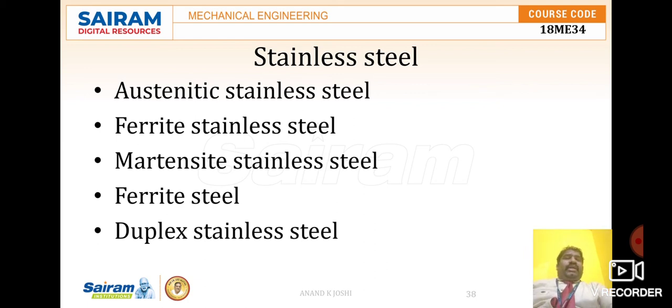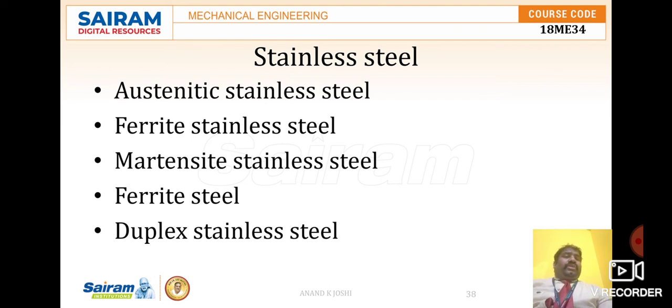One more thing is duplex stainless steel. So what happens? It is a mixture of microstructure, austenitic and ferritic. Okay, duplex means a combination of austenitic and ferritic, and it can produce a 50-50 mix in commercial alloys, and this mix may be 40-60 respectively. This duplex steel has improved strength and corrosion resistance.